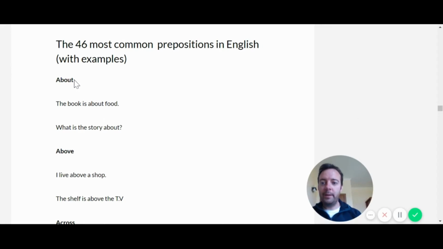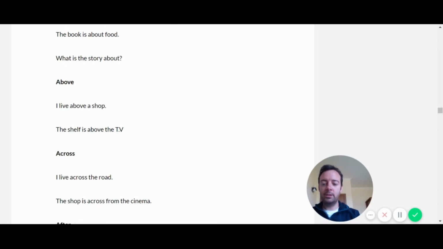Let's start with about. Okay, so about is usually when you want to talk about the topic. What is the subject? So in this case, the book is about food. Okay, that's the subject. What is the story about? Okay, the next one we have is above. Okay, above is something when you have one thing and you have something above that first thing. Okay, so in this example, I live above a shop. Okay, the shelf is above the TV.